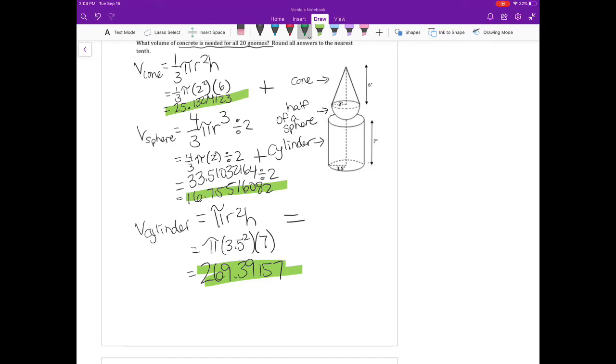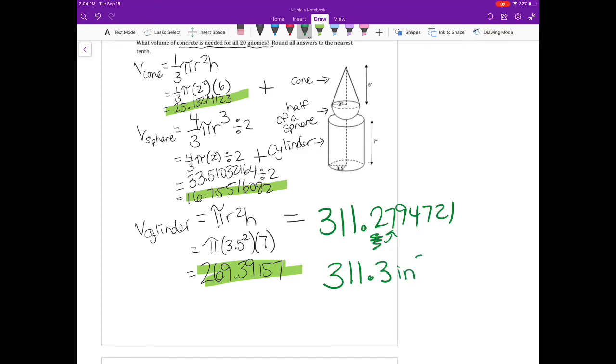So once I've added all these numbers up together, 269.39157 plus 16.75516,082, and my 25.13274,123. I'm using the entire long numbers because I don't want to round until the very end. You'll notice that that means that my final answer to the nearest tenth is 311.3, and this is in inches cubed because I'm doing volume. If I wanted to actually answer the question, remember it's 20 gnomes, so my final answer would multiply this number by 20.